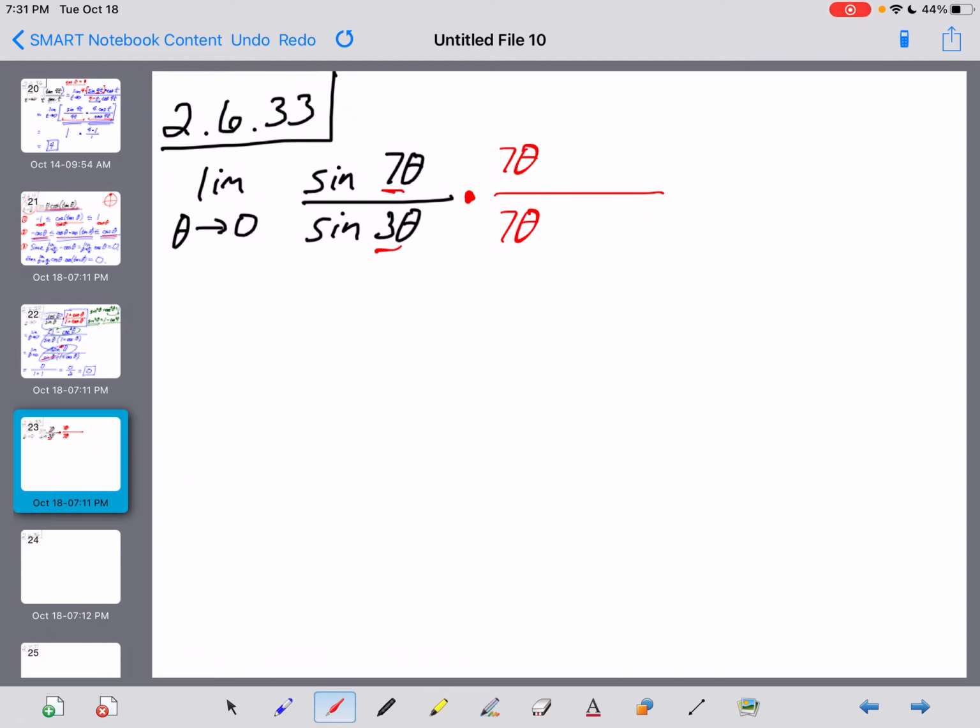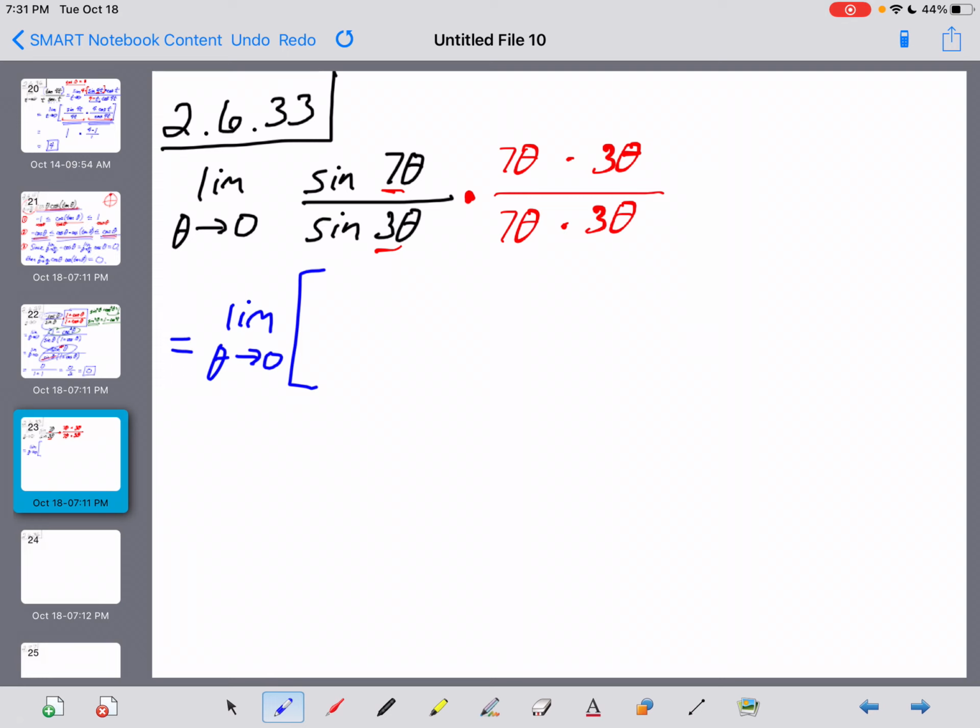However, at the same time, in the denominator, we've got a sine of 3 theta. You can't pull out the 3. You're stuck with sine of 3 theta in the denominator. So I need to introduce now a 3 theta on the top that I can pair together with the sine of 3 theta on the bottom. And of course, if I do that, I've got to put a 3 theta on the bottom as well. So where are we now, guys? This is now the limit as theta approaches 0 of, and I'm going to start a big bracket right here.